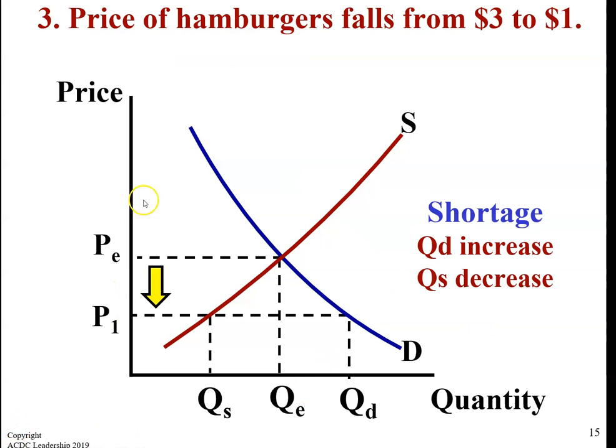If the price of hamburgers falls from $3 to $1, what's going to happen is the quantity demanded is going to increase and the quantity supplied is going to decrease. So if you look here, if this is where we were, here was the original price. The price has now fallen. Quantity supplied is here. Quantity demanded is over here. So the area between these two would represent this shortage.